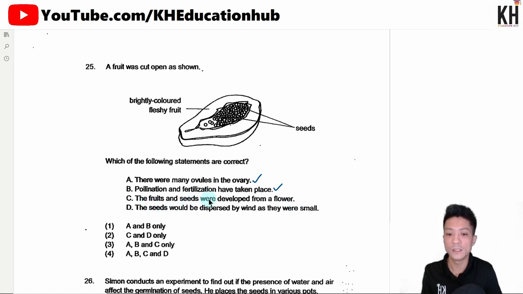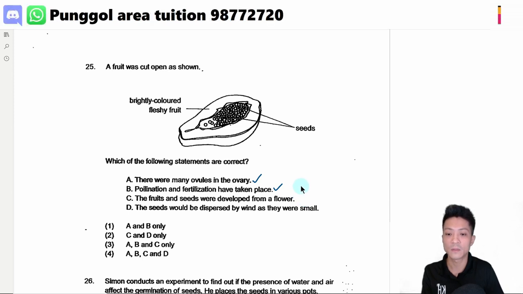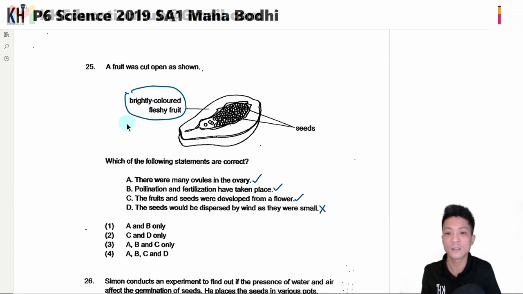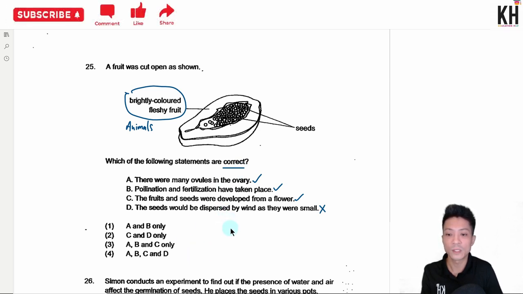The fruits and seeds were developed from a flower. Okay, so this is also correct. D, the seeds would be dispersed by wind as they are small. This is wrong because this is a brightly colored and fleshy fruit, which suggests that it is dispersed by animals. So they're asking for the sentences that are correct, which is A, B, and C. A, B, and C is option 3.